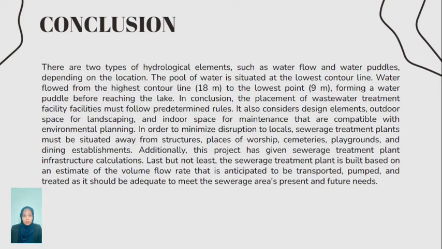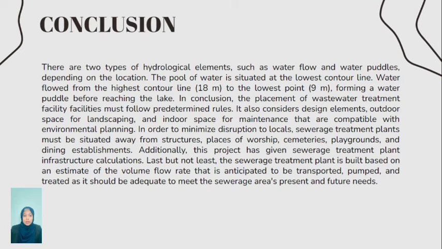There are 2 types of hydrology elements such as water flow and water puddles. Depending on the location, the pool of water is situated at the lowest contour line. Water flows from the highest contour line 80 meter to the lowest point 9 meter, forming a water puddle before reaching the lake. In conclusion, the placement of wastewater treatment facilities must follow predetermined rules.